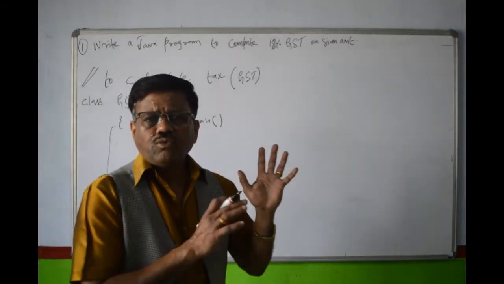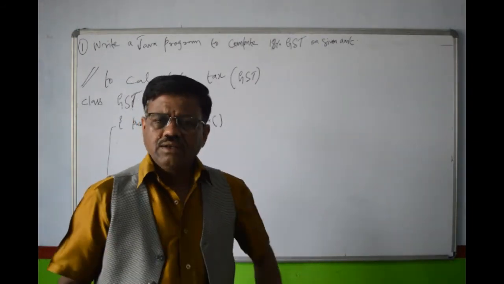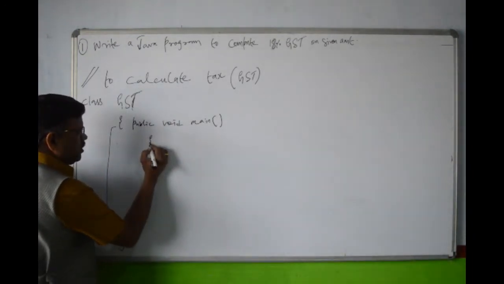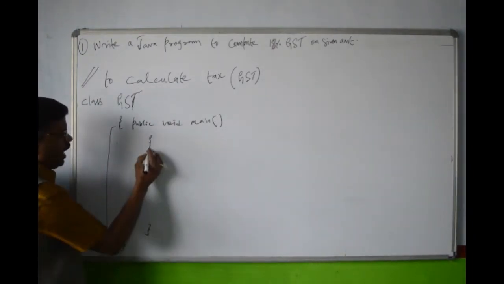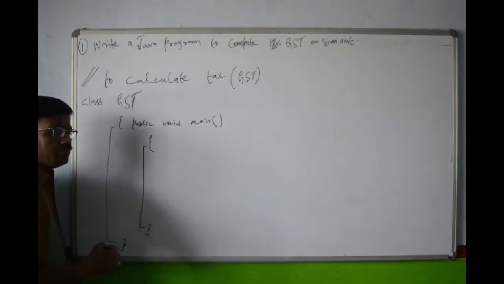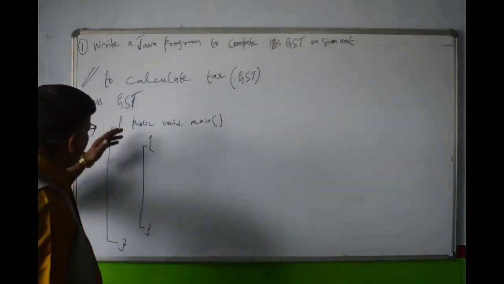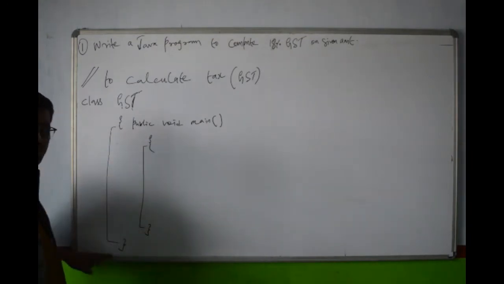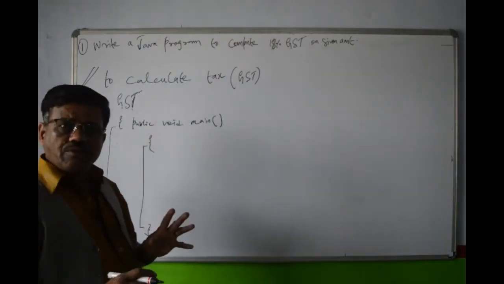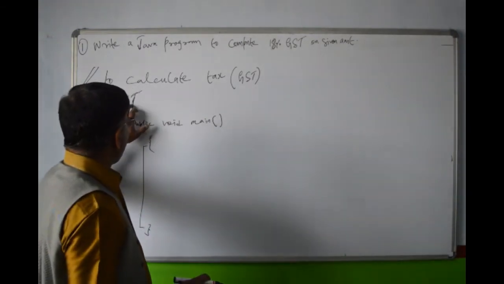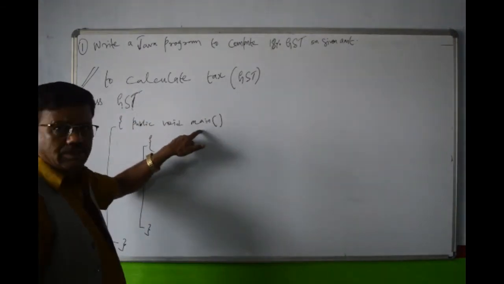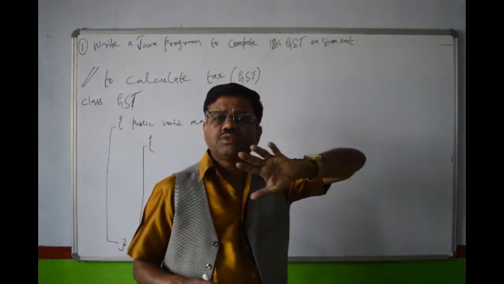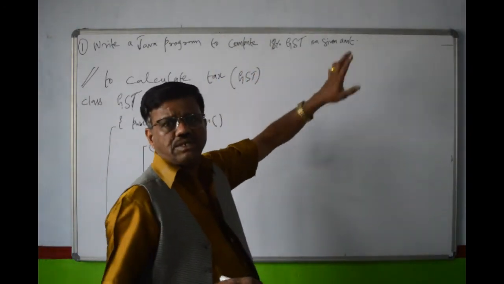Right? Just I want to teach you the skeleton. I will explain in due course of time. Here again this method has to be within a pair of braces. As I told you, the balancing has to be done. If there are two opening braces, there has to be two closing braces. So this is the class, this is the method. What am I going to do? I am going to calculate the 18% of the GST on a given amount.